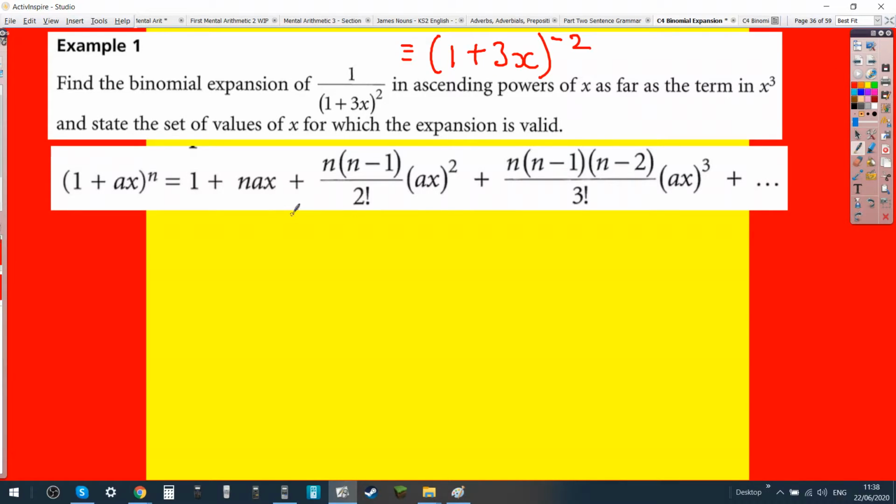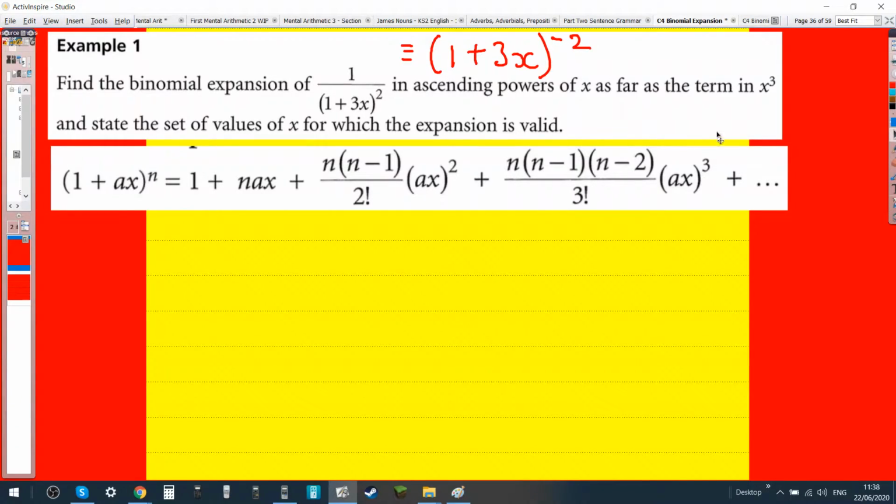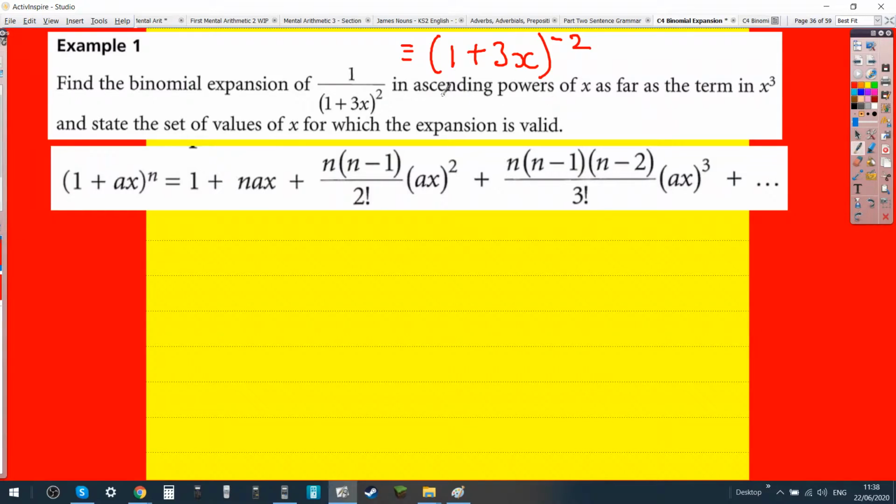Okay, so now, let's try this one. 1 over 1 plus 3x squared, which is 1 plus 3x to the power of minus 2. If you put that into the normal binomial expansion, you can't do 3 choose minus 2. So we use this form of the formula instead. All right, sub in the values. What do we get?